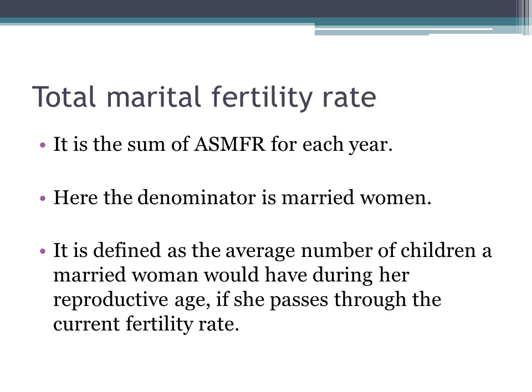Now is the total marital fertility rate. It is a sum of age-specific marital fertility rates. The only difference from the fertility rate is that the denominator includes females who are married. So we can say that it is defined as the average number of children a married woman would have during her reproductive age if she passes through the current fertility rate.